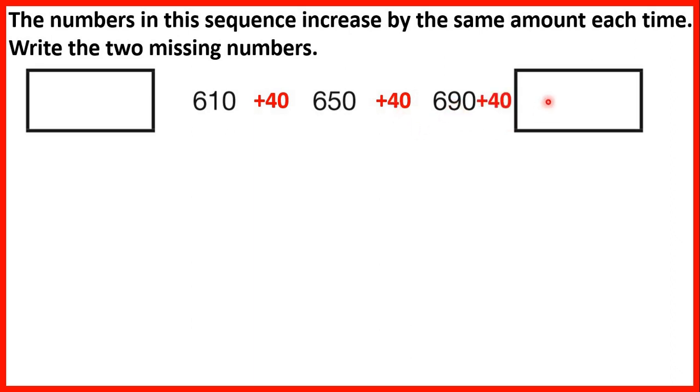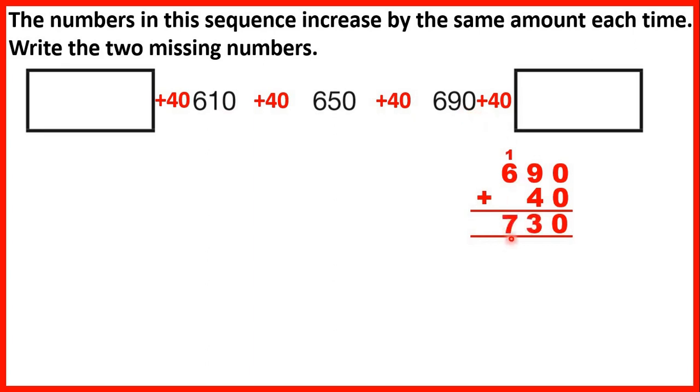So to find this number here, we need to add 40 to 690. And for this number here, we need to think this number plus 40 will equal 610. So let's find this number first.